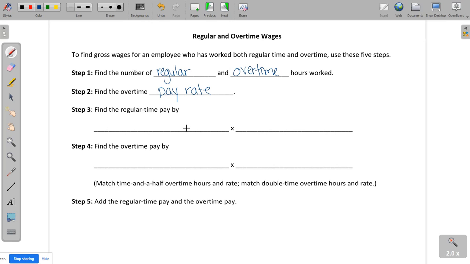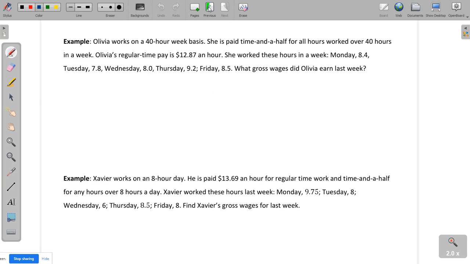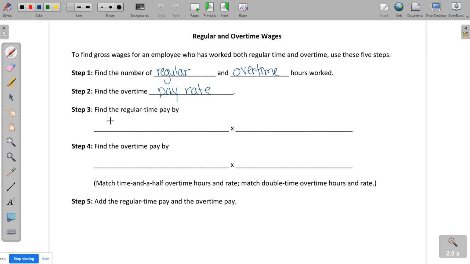Then we are going to find just the regular time pay itself. So we're going to take the regular time hours and multiply it by how much they get paid per hour. So their hourly rate.